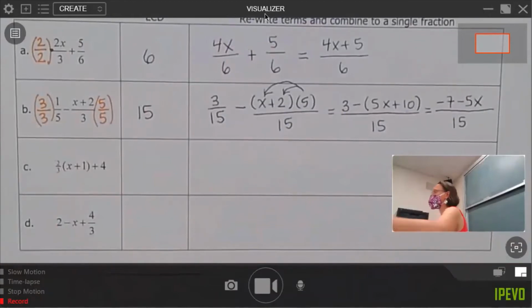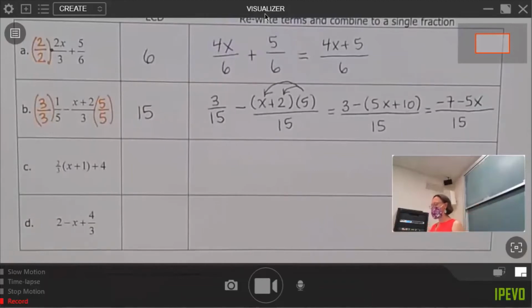I'm pausing here just for a second, keeping an eye on my Zoom chat. Yeah. It doesn't matter what order you put the numbers on top. So if I were to write -5x minus 7, would that still be correct? Yes. So writing -5x minus 7 on top would still be correct.